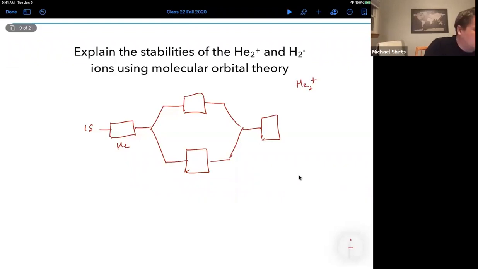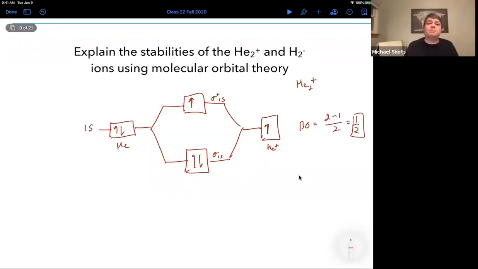So how many electrons are in He2+? Well, that would be a helium atom and an He+ ion. That only has 1 electron, and that has 2 electrons. And so we fill it, we've got 2 orbitals. Let's label them sigma 1s, sigma star 1s. And so therefore we have 1 other electron. That electron goes into the antibonding orbital. And so the bond order, we predict, is 2 minus 1 divided by 2 equals 1/2. So it has about half a bond. It should be a little bit stable.